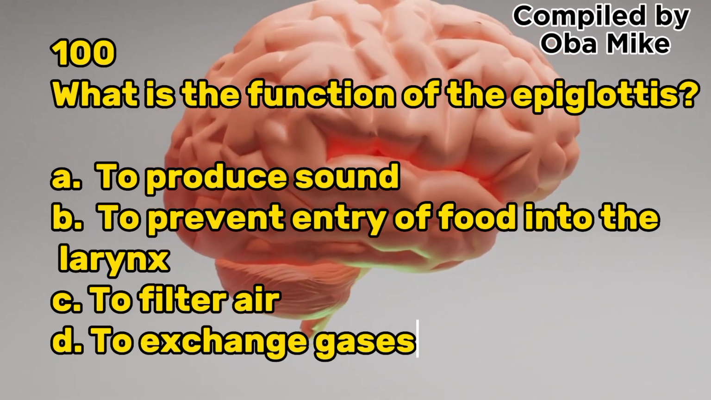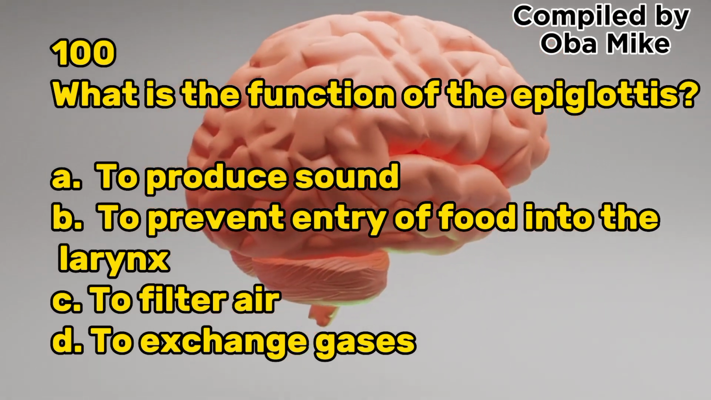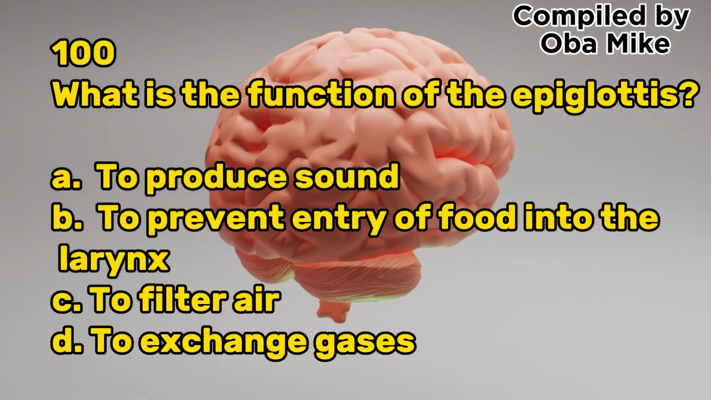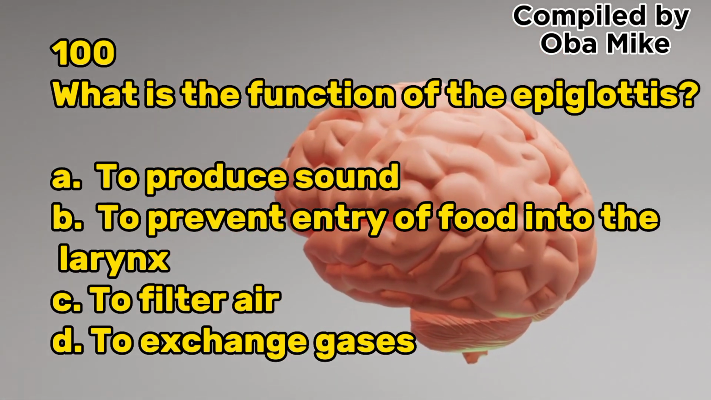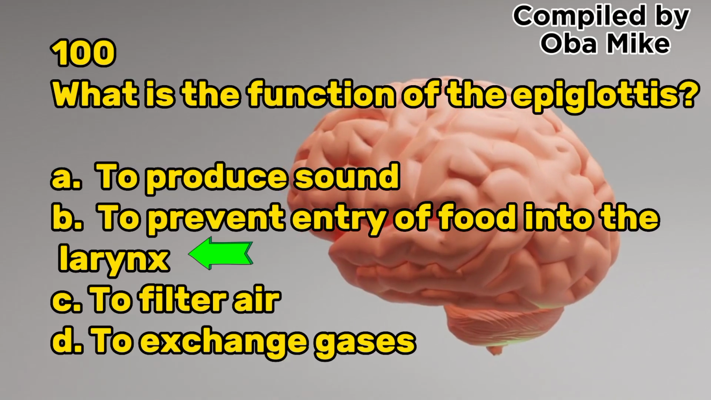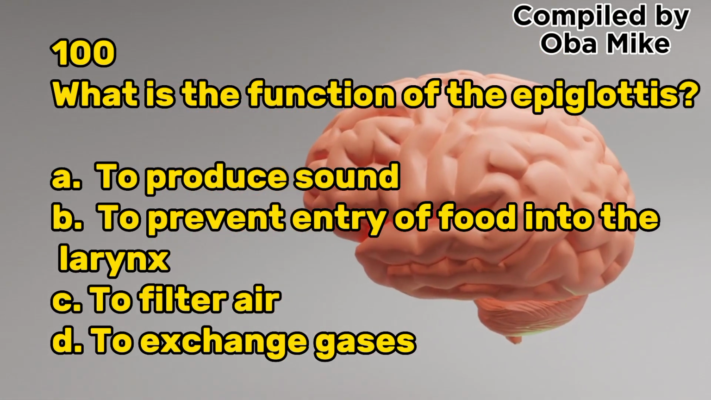100. What is the function of the epiglottis? A. To produce sound, B. To prevent entry of food into the larynx, C. To filter air, D. To exchange gases. The correct answer is B. To prevent entry of food into the larynx.